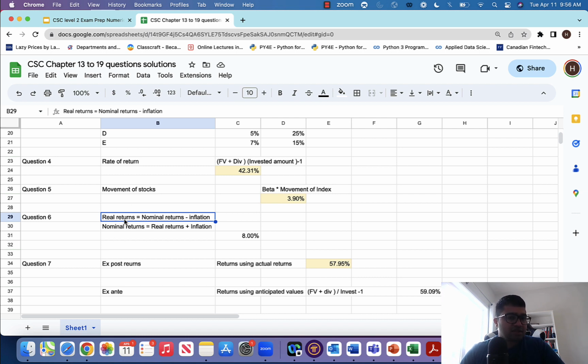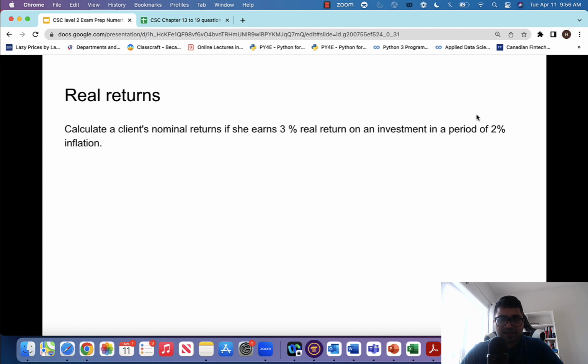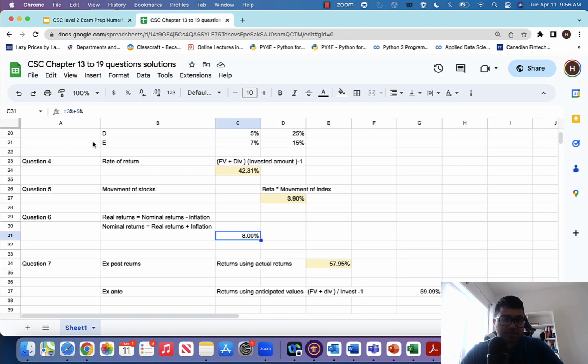So if you rearrange this formula, it becomes nominal returns equals real returns plus inflation. So that comes to nominal returns 3% plus inflation 5%, right? Or other way around. So inflation was 3%, I guess. No, real return was 3%, inflation was 2%. So this should be 2%.